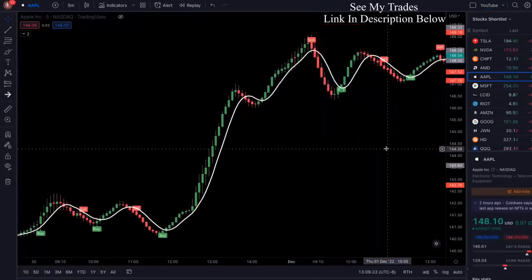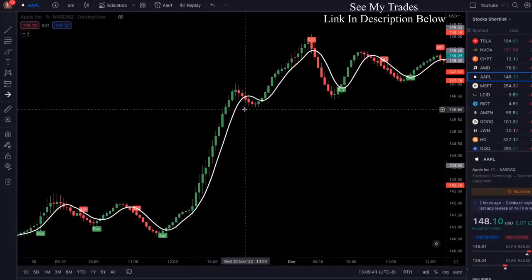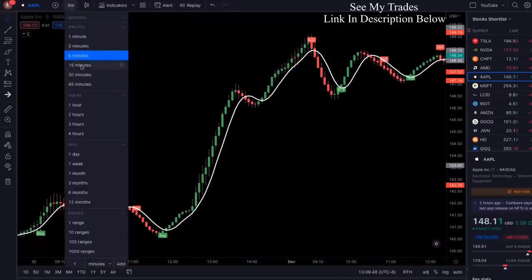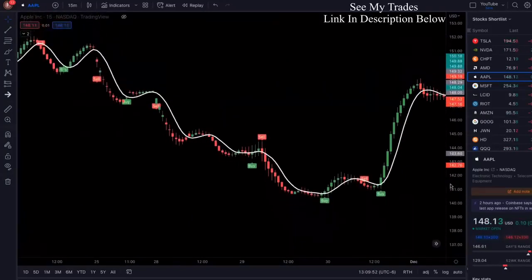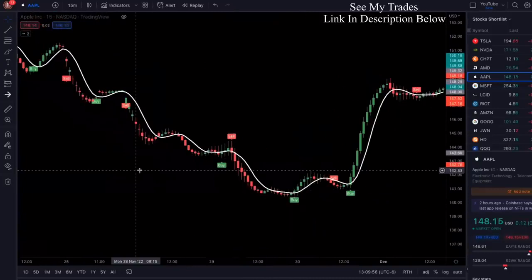So it's pretty effective. And then here's the other thing. One of the questions that always comes up is, does this work on different time frames, or is this only for the 5-minute time frame? For scalping, 5-minute time frames are great. But if you wanted to do longer time frames, like the 15-minute, you can see it's still pretty valid.